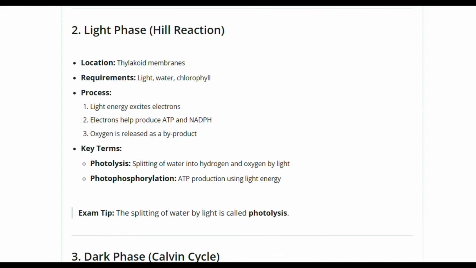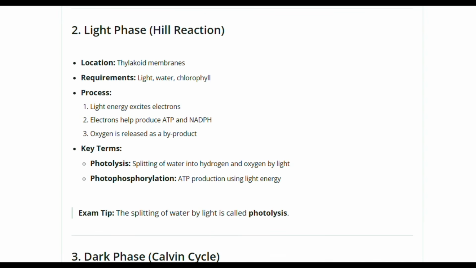Okay, so let's recap the process. 1, light energy excites electrons. 2, electrons help produce ATP and NADPH. 3, oxygen is released as a byproduct.